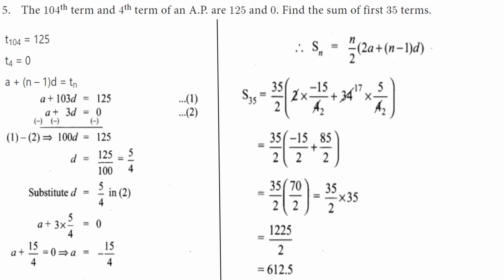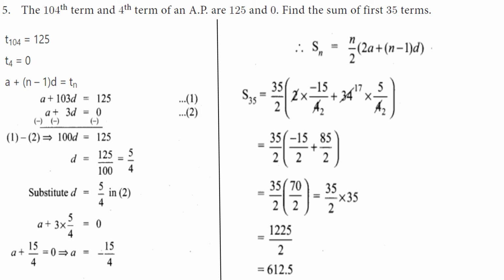Change the sign, A minus A will cancel, 103D minus 3D equals 100D, and the right side is 125 minus 0, 125. D equals 125 by 100. You cancel it with the 25 table: 5 25s are 125, 4 25s are 100. So D is 5 by 4. Now substitute this D value in any equation, that is A plus 3D. So A plus 3 into 5 by 4 equals 0. A plus 3 5s are 15 by 4 equals 0. A equals minus 15 by 4.